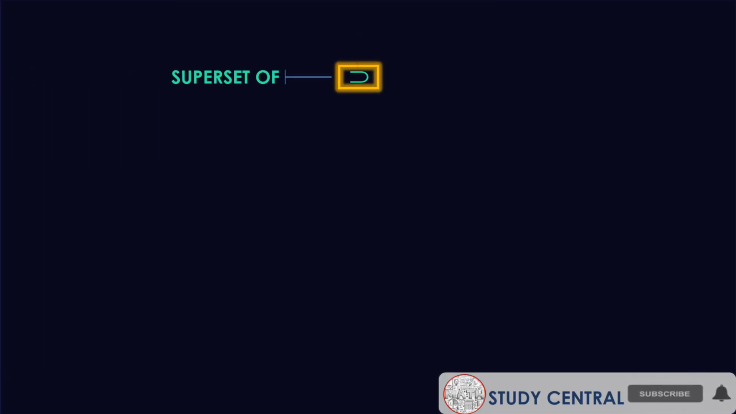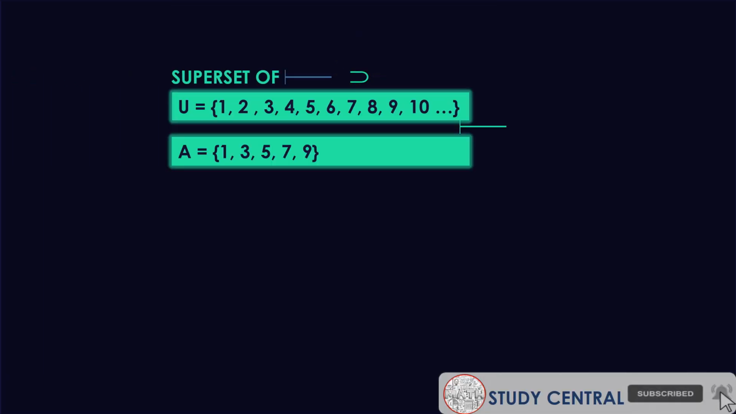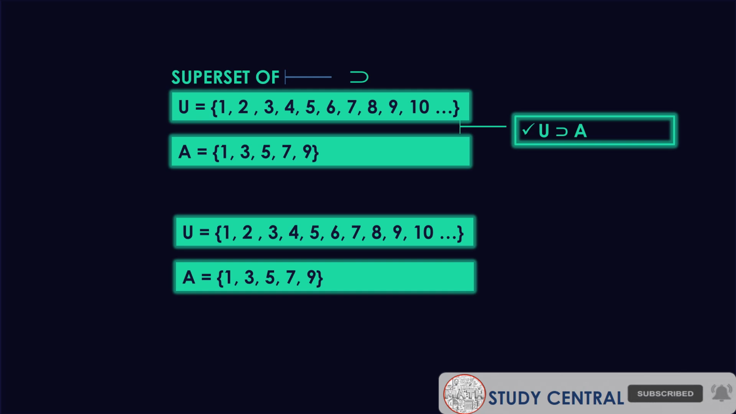This is the superset symbol. The set A derives all its elements from the set U. So U is a superset of A. So we write this. A is a subset of U but not a superset of U. To say that A is not a superset of U, we write this.